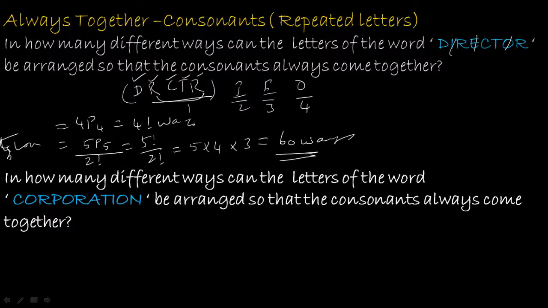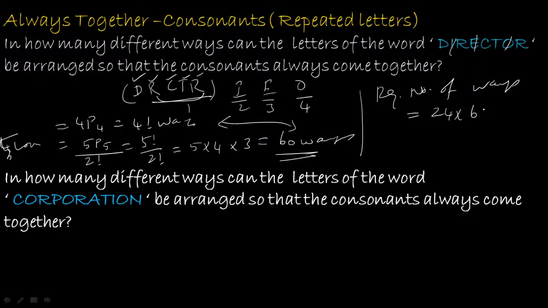So the required number of ways is nothing but the product of these two, that is 4 factorial, that is 24, product 60, 1440 ways. So totally you have 1440 ways. So whenever there is a repetition of a letter, you have to write it in the denominator.